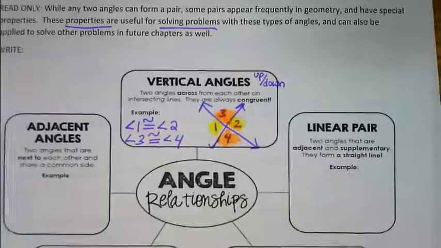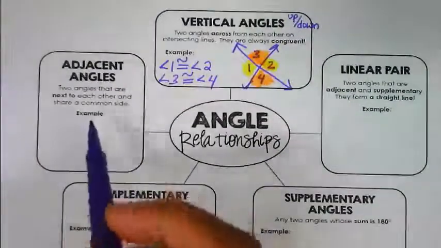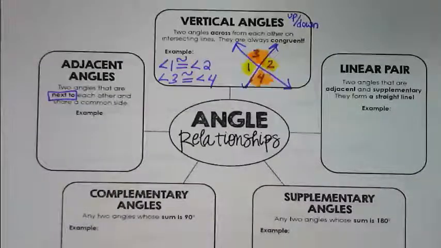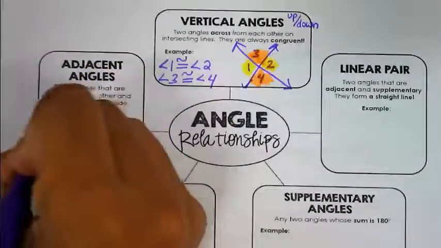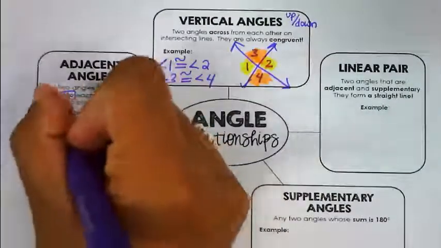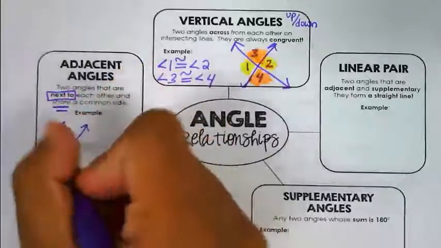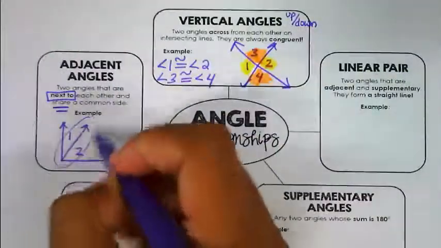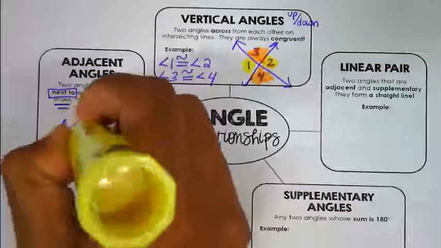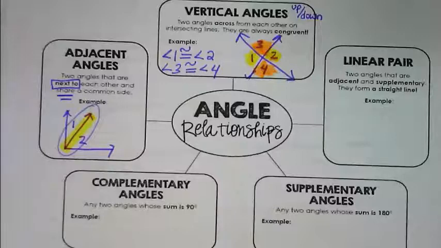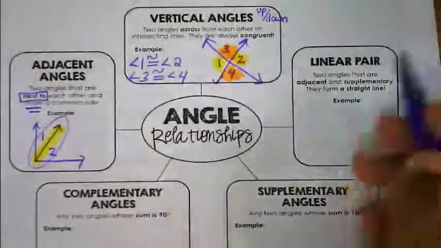Okay? Now, let's go to adjacent angles right here. These are next to each other, side by side, like they connect. They share a side, okay? So say this is angle 1. This one is angle 2. These are adjacent because they share this side. So if you had two that were not connected by the same side, they would not be adjacent. We're going to cross to linear pair over here.